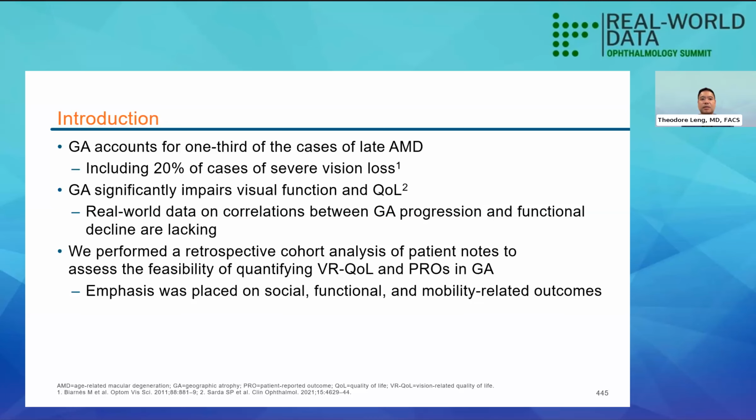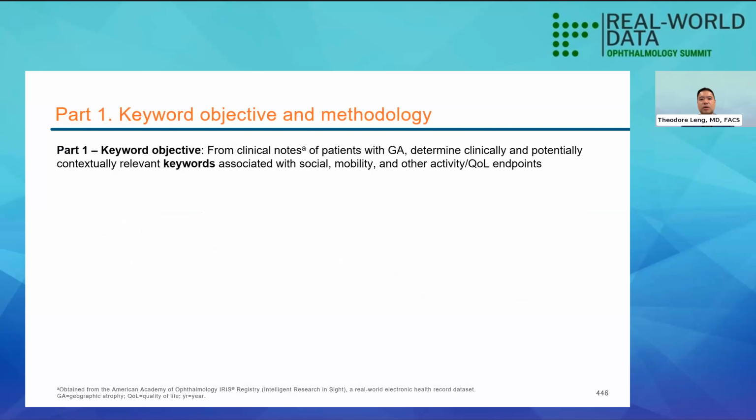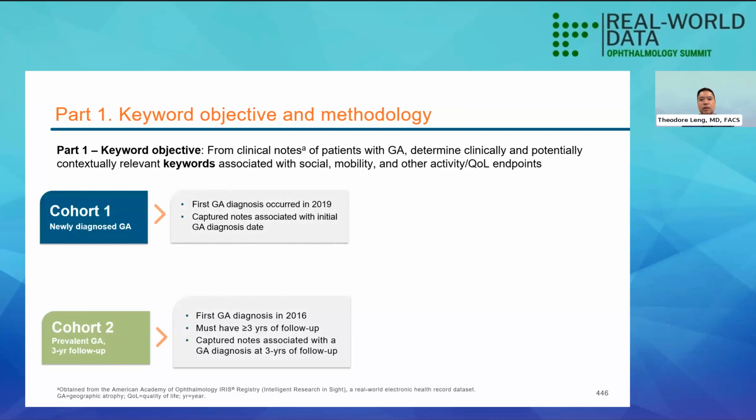Specific emphasis was placed on the social, functional, and mobility-related outcomes to determine whether these measures can be used to assess the quality of life impact of geographic atrophy. Our study consisted of 2 parts. First, we analyzed clinic notes of GA patients to determine relevant keywords that were associated with quality of life endpoints. Then we compared the results for those who were newly diagnosed with GA in cohort 1 versus those that had been living with GA for at least 3 years in cohort 2.